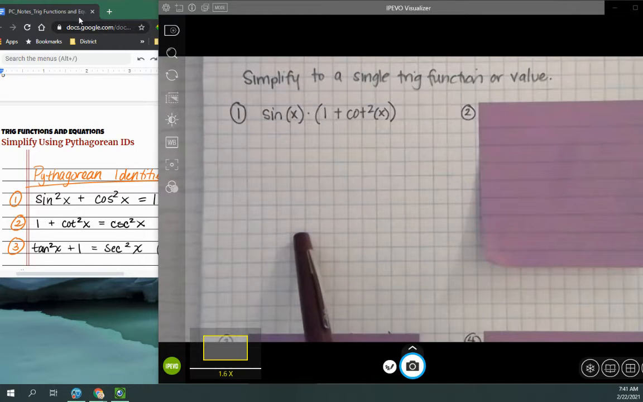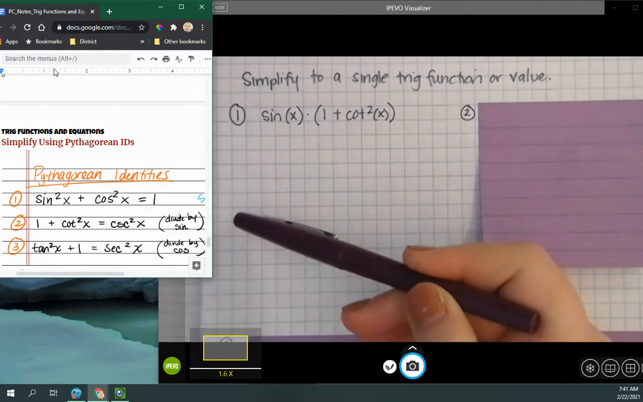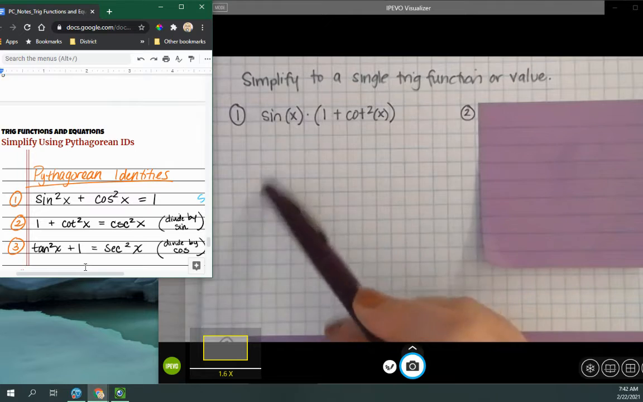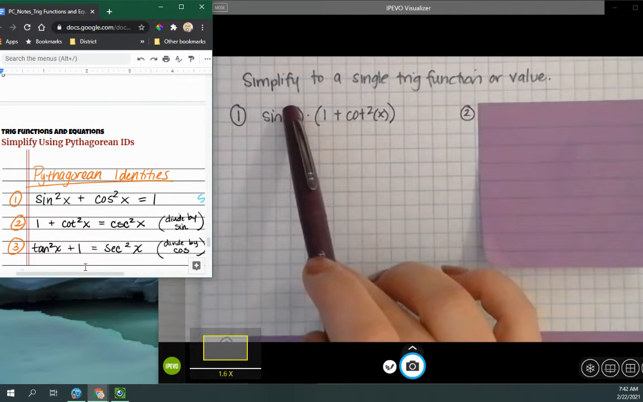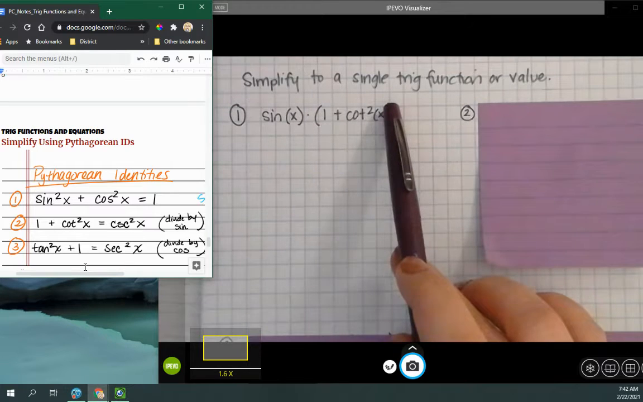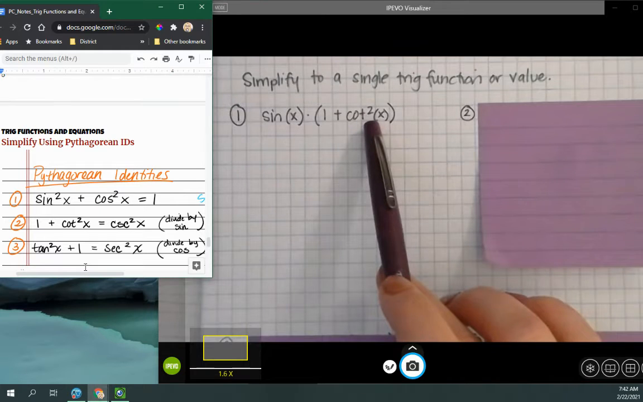So we're going to start with looking at that notes page and know that our goal is to use one of the 3 Pythagorean identities. So let's see what we can find. I have a sine, but there's no squared, so that doesn't help me with my formulas. But I do have a cotangent squared. So I'm going to see if there's any formulas with a 1 and a cotangent in it.